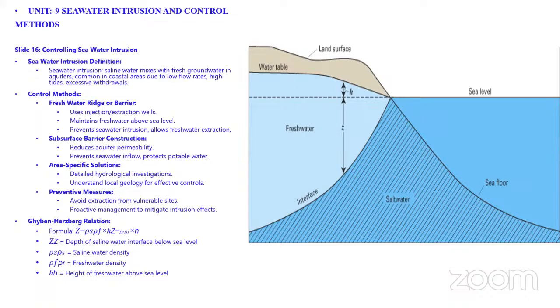So here, Unit 9, seawater intrusion and control methods. What is seawater? How does it intrude into the fresh water? How does it contaminate the fresh water? What are the reasons? Are there any calculations? Is there any formula to identify seawater intrusion into the freshwater zones? Like that, we are going to discuss what seawater intrusion is, how we calculate it, whether there is any formula, and where and how it will occur. We are going to discuss these in these slides.